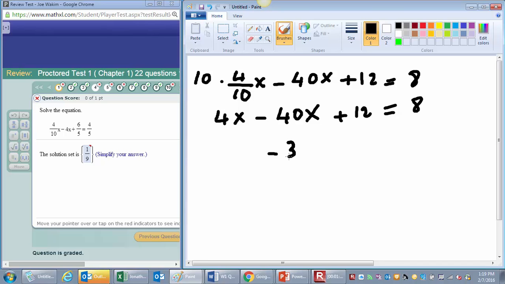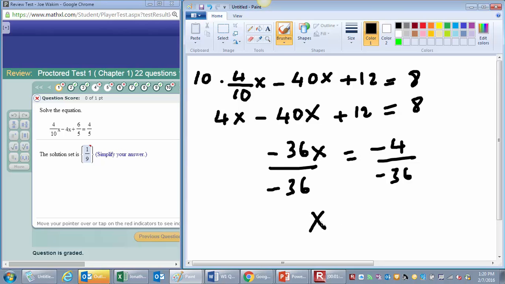That's negative 36x. You subtract 12 from both sides. 8 minus 12 is negative 4. So the next thing, we need to divide both sides by negative 36. And so x would be negative, negative, positive. 4 by 4 is 1. 36 by 4 is 9. So 1 over 9, final answer.